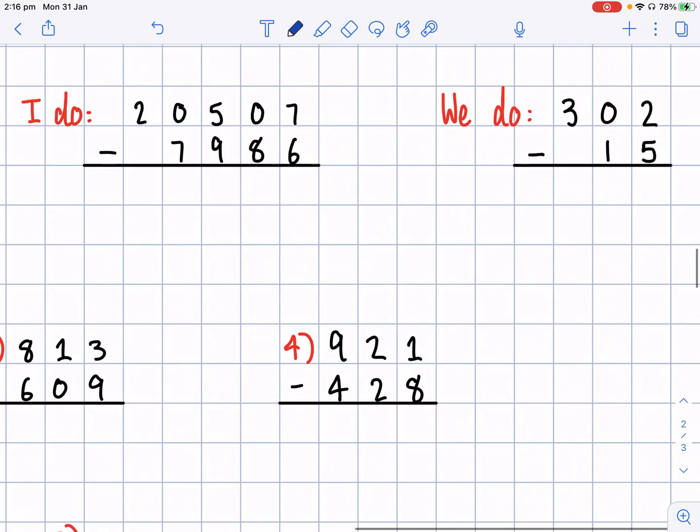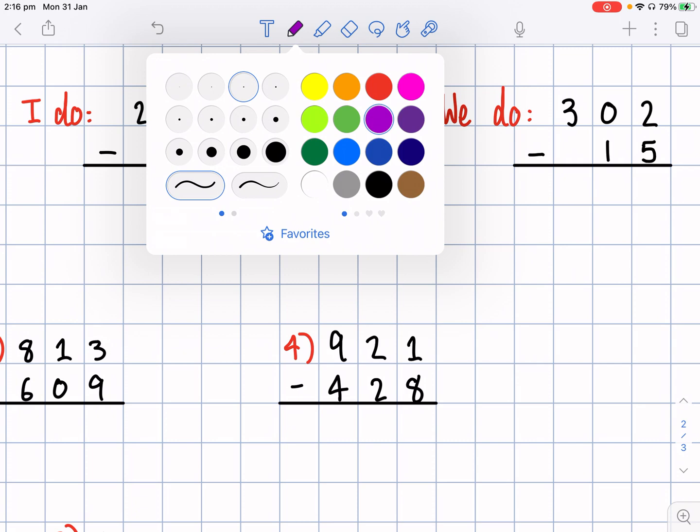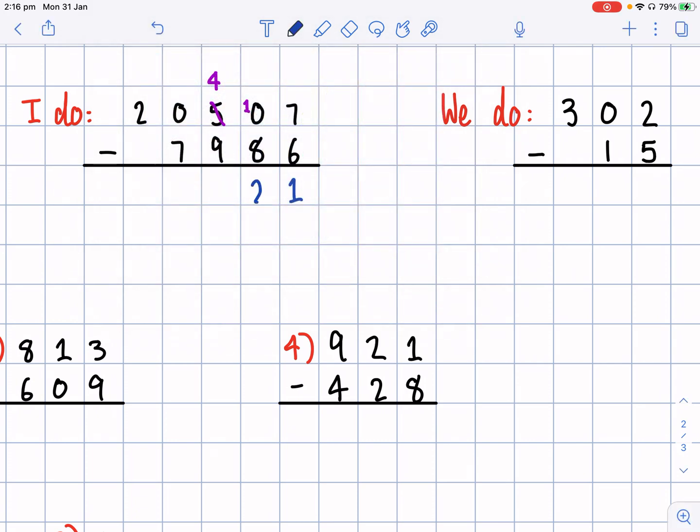We've got some bigger problems here. 20,507 minus 7,986. 7 minus 6, that's nice, we can do that, that's 1. 0 minus 8, can't do that. So I'm going to borrow. This 5 is going to become a 4. This 0 is going to become a 10. 10 minus 8 I can do, it's 2. 4 minus 9 I can't do, so I need to borrow.